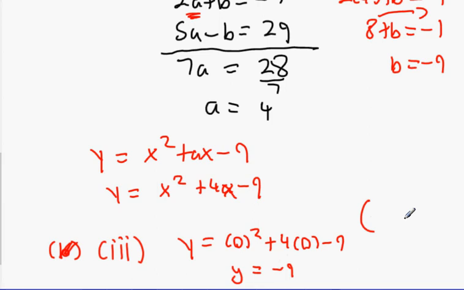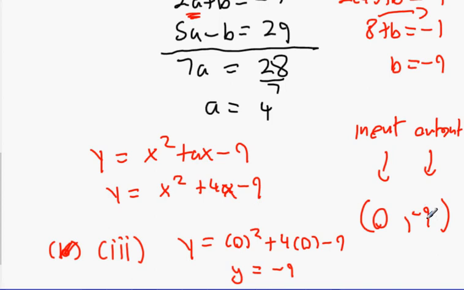Remember, when you write down the points or the coordinates, the input goes in the x column and the output goes in the y value. What's the input? What's the x value? What's the output? Which is the y value. It crosses at 0, minus 9.